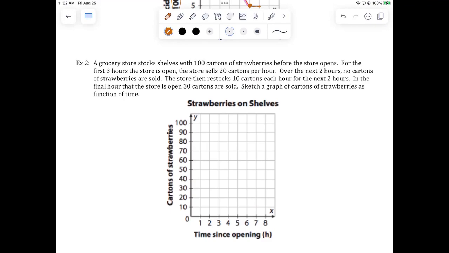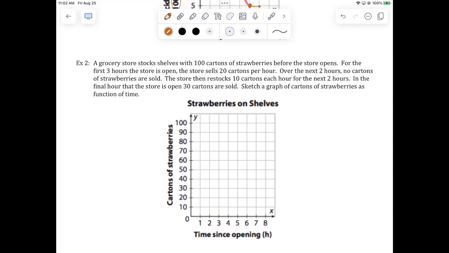A grocery store stocks shelves with 100 cartons of strawberries, right? I could just see them putting them out when I go shopping every Sunday morning. They're putting out 100 cartons of strawberries. Those guys in the produce, they work hard. Oh, before the store opens. Sorry. They're doing it before I get there.